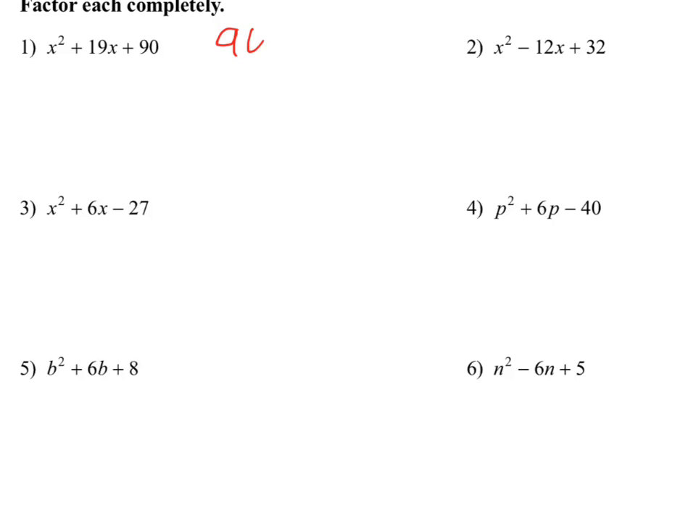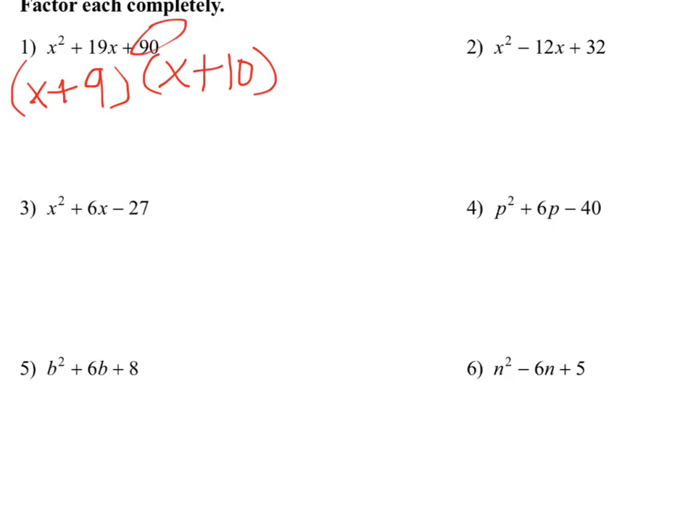So 90, you can make that with 9 and 10. Well, if you add those, you'd get 19, which is actually the coefficient for there. So that's what we're going to do. You're going to put x at the beginning of your two binomials. Let me write out two binomials real quick. And then just make one 9, the other one 10, and you're good to go. If you multiply them, you get 90. If you add them together, you'll get 19, and that one's good to go.